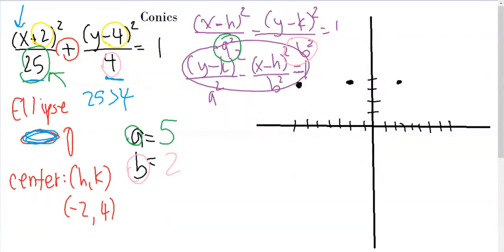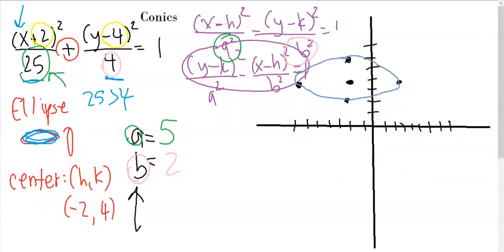So now the next thing that we're going to do is look at our b value. And our b value is going to tell us how much to go on our minor axis. So in this case, it's going to be along the y-axis. So we're going to go down 1, 2, and we're going to go up 1, 2. So now when we draw our ellipse, it's going to look something like this.